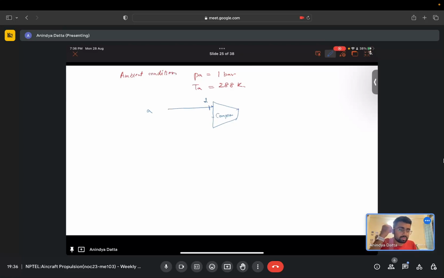This is true because we are solving this problem for a gas turbine power plant. This won't be true when we do this kind of problem for an aircraft engine, which we will start taking up from the next modules. Since this is an ambient condition where the air is stationary for a gas turbine power plant, T01 will be equal to Ta, which is 288 Kelvin, and P01 is equal to Pa, which is 1 bar.